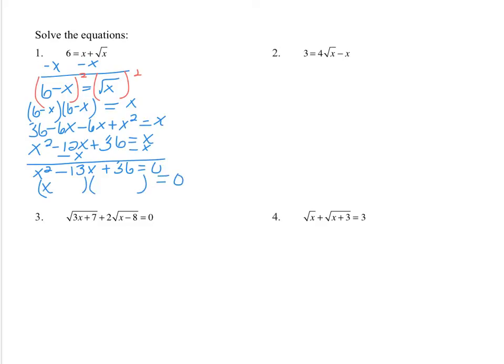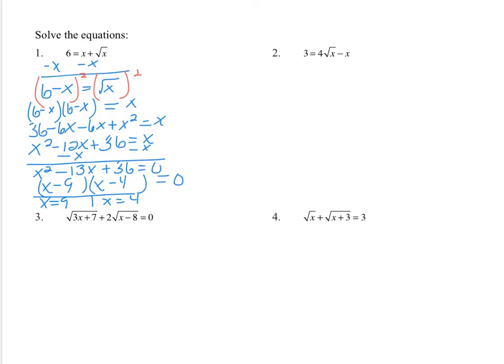and get, let's see, factors of a positive 36 that will give me negative 13. Yep, negative 9 and a negative 4. T-bar, x is 9, and x is a positive 4. So now what you're supposed to do is actually check your answers. So let's take a look at these answers.